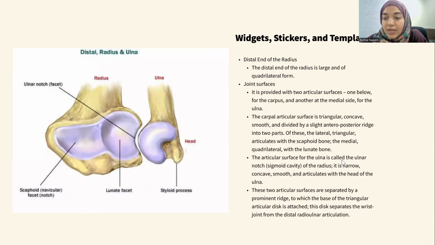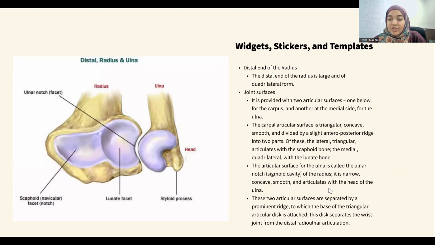The articular surface for the ulna is called the ulnar notch, which is also the sigmoid cavity of the radius. It is narrow, concave, smooth, and articulates with the head of the ulna. These two articular surfaces are separated by a prominent ridge to which the base of the triangular articular disc is attached. This disc separates the wrist joint from the distal radio-ulnar articulation.